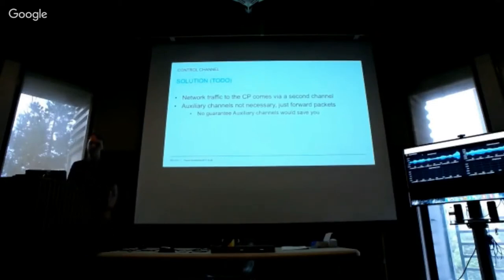OpenFlow has this concept of auxiliary channels, which is similar, but they still involve sending the traffic through the switch CPU. Therefore, it's not actually necessarily going to solve the problem that we can see, right? You're still sharing a channel between your data plane control traffic and your actual control traffic.